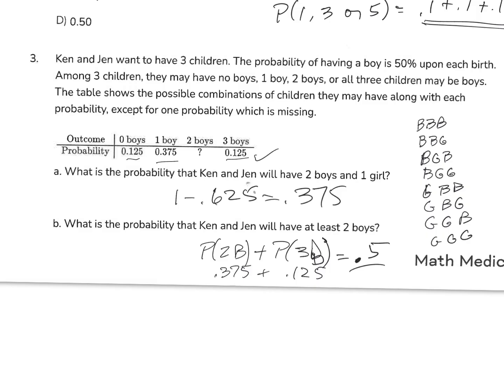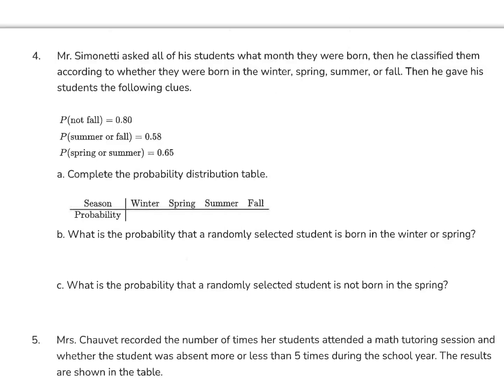Okay, for number 4, Mr. Simonetti asked all of his students what month they were born. Then he classified them according to whether they were born in winter, spring, summer, or fall. He then gave his students the following clues, okay?